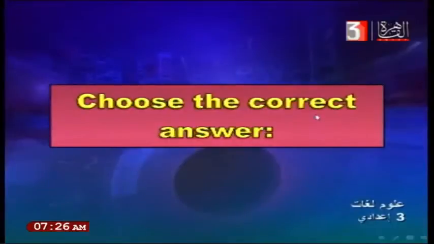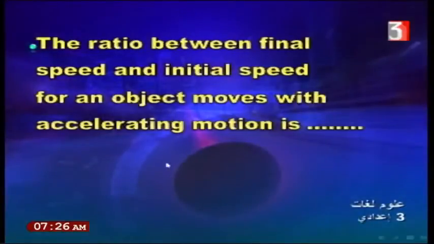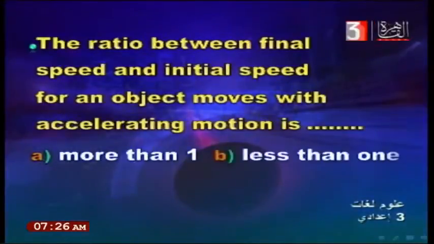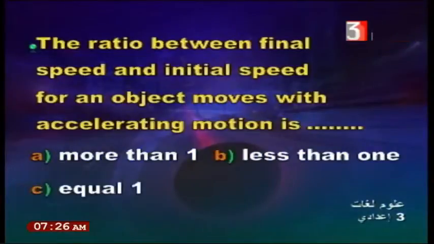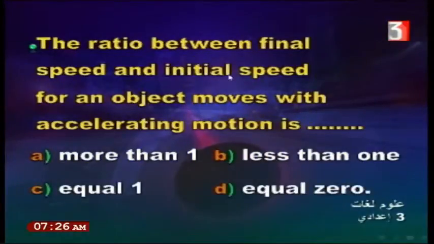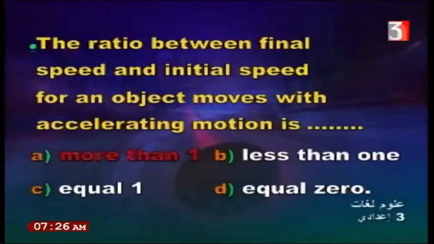Another question in our general revision is: choose the correct answer. The first question: the ratio between final speed and initial speed for an object moving with accelerating motion is more than 1, less than 1, equal to 1, or equal to 0. Again, the ratio between final speed and initial speed, Vf over Vi, for an object moving with accelerating motion. Accelerating motion means that the object's speed is increased, so this ratio will be more than 1.